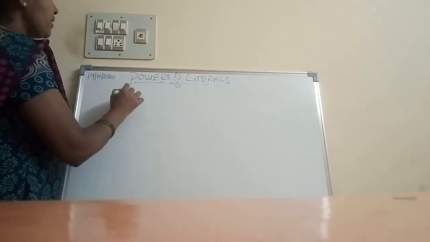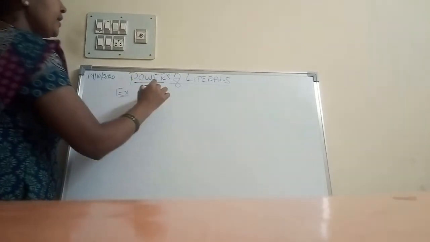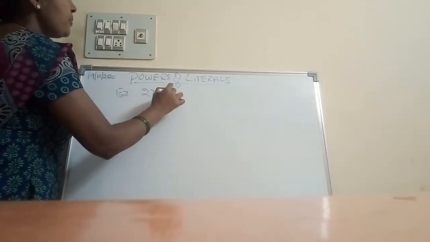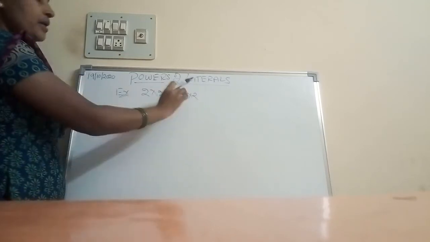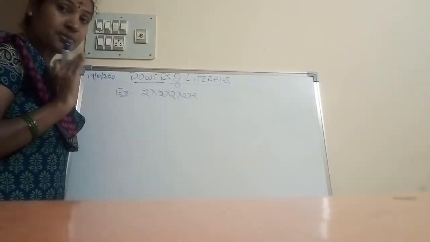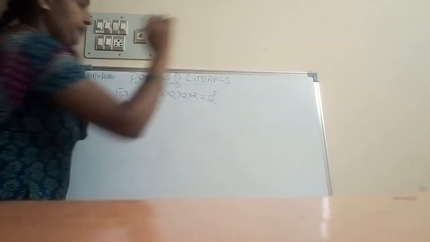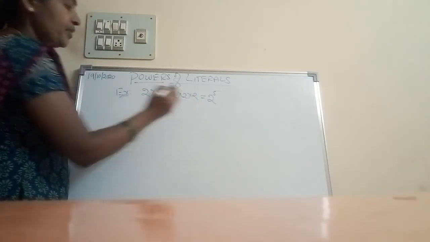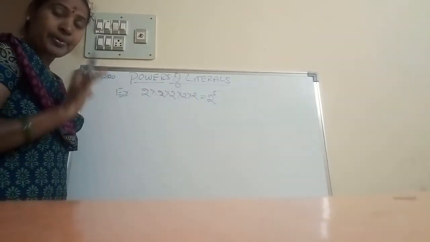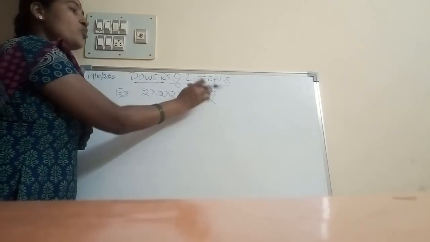For example, the number 2 here has repeated 5 times. 1, 2, 3, 4, 5. The number 2 has repeated how many times? 5 times. Then that can be written as 2 power 5. So how to write that in the exponential form? That is 2 power 5.